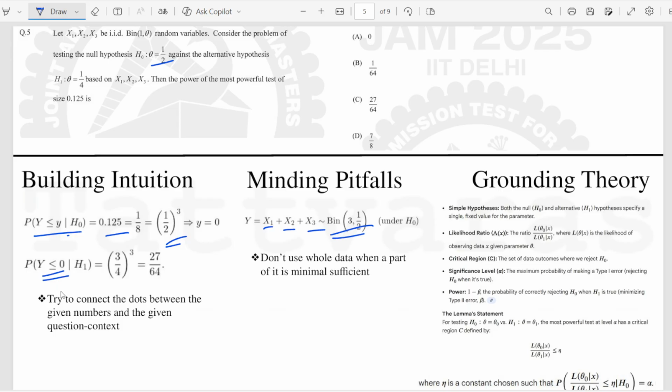And the power is rejecting the null hypothesis when the alternate is true, and under the alternate it's theta 1 by 4, so it's 1 minus 1 by 4 whole cube, and you get the answer. So that was it. The Neyman-Pearson part is necessary to give the context, but the sufficiency part is sufficient to solve the problem.